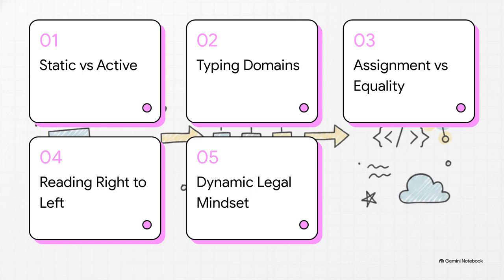Okay, let's dive into this with a clear roadmap of what we're covering. First, we'll look at static sheets versus active scripts. Second, typing domains and validation. Third, assignment versus equality. Fourth, reading right to left. And finally, number 5, the dynamic legal mindset. Let's get right into it.